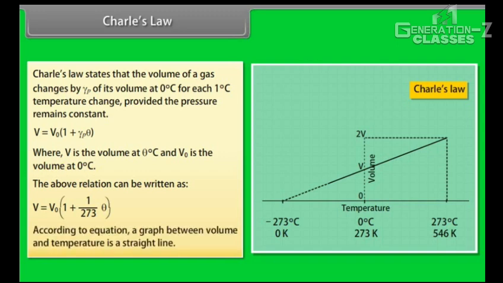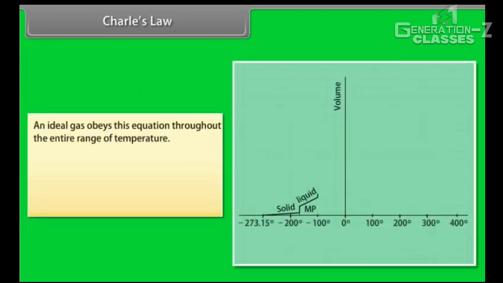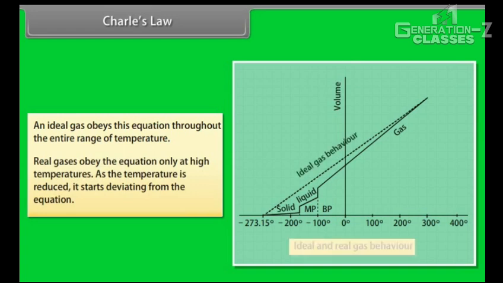According to the equation, a graph between volume and temperature is a straight line. An ideal gas obeys this equation throughout the entire range of temperature. Real gases obey the equation only at high temperatures. As the temperature is reduced, they start deviating from the equation.